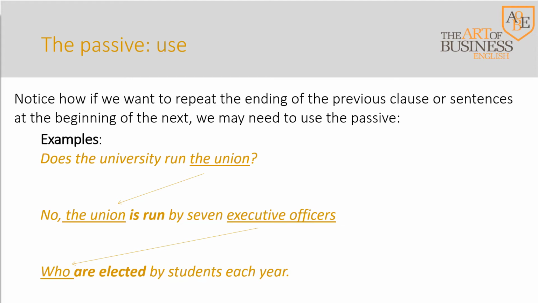So let me just quickly run through that again. Does the university run the union? No, the union is run by 7 executive officers, who are elected by students each year. So you can see how that makes our writing flow together nicely. So that's a little tip and technique that you can use to link ideas together with the passive.